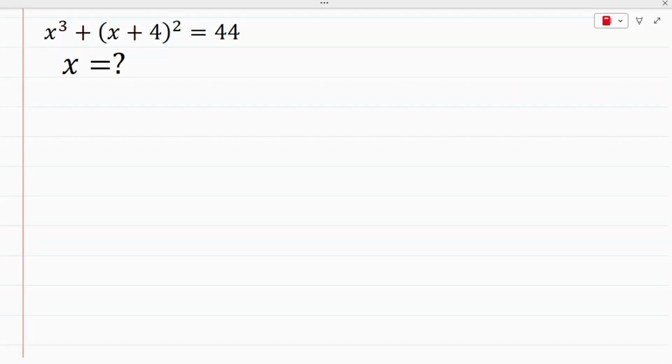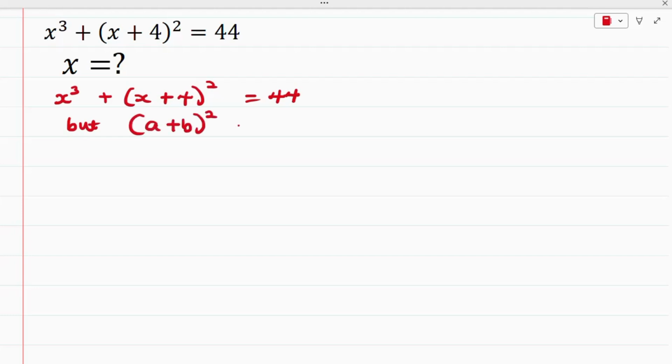So right here guys, we have this nice algebra math Olympiad problem and we are to find the value of x. So we have (x^3 + x + 4)^2 equals 44. But we want to simply know that if we have (a + b)^2, this is equal to a^2 + 2ab + b^2. Alright, so applying this, we have (x^3 + x + 4)^2.